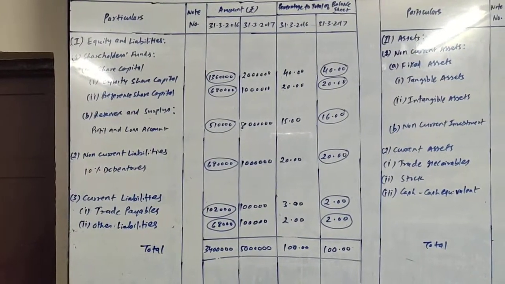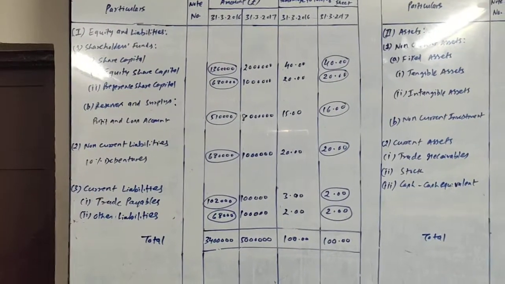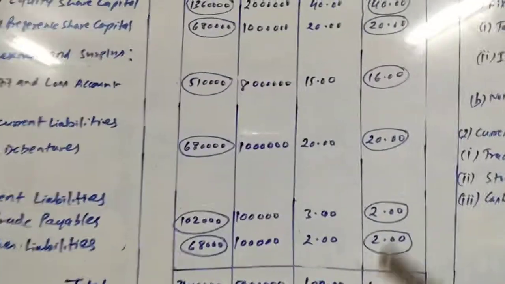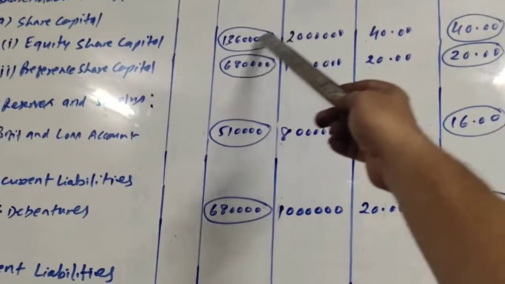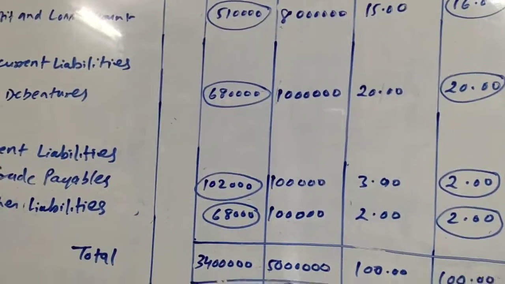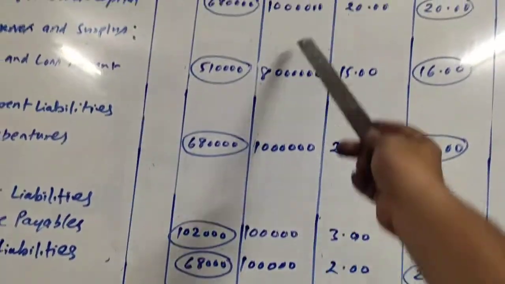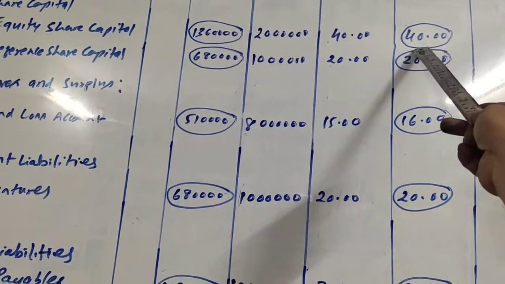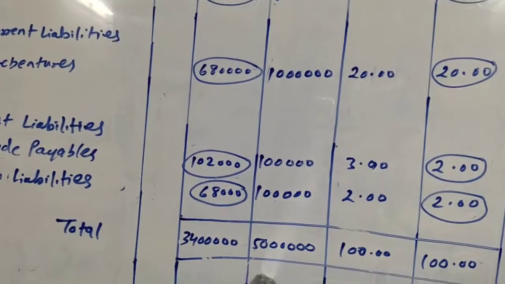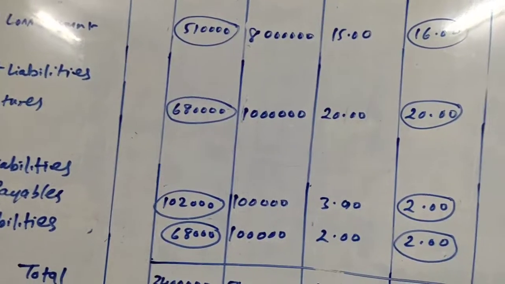Now let us talk about 2017, where they have given the amount and the total of the balance sheet. On the basis of the amount and total of the balance sheet, we will find the percentage here. Equity share capital is given 20 lakh and total is given 50 lakh. So 20 lakh upon 50 lakh into 100 will give us 40%. Preference share capital is given 10 lakh and total is 50 lakh. So 10 lakh upon 50 lakh into 100 we will get 20%.